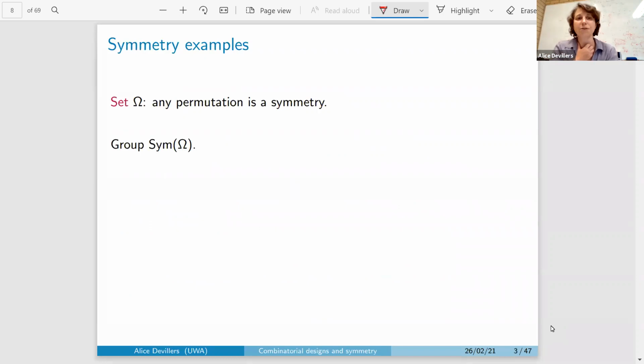So some examples. Well, the easiest example, if you just have a set, and there is no structure, it's just a set, then any permutation is a symmetry. Any permutation of your set, so a bijective map from omega to omega, and the automorphism group is called the symmetric group, and is just denoted Sym(Ω), like here.